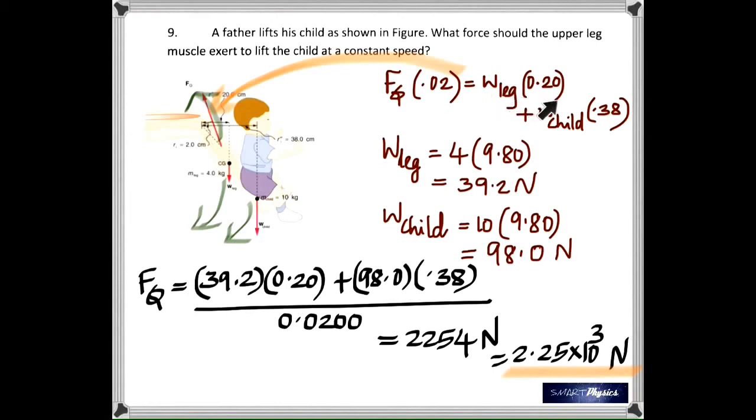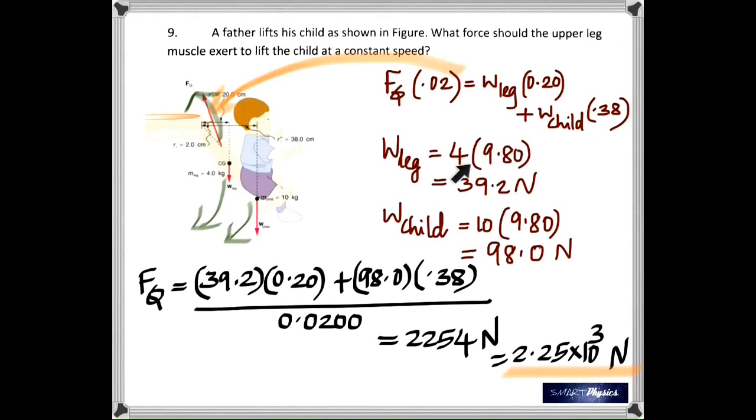Weight of the leg times 0.20, because the weight of the leg is here and the distance is 0.20, plus weight of the child times this distance. Okay, I hope it's getting clear. So you have the counterclockwise torque is equal to the sum of the two clockwise.